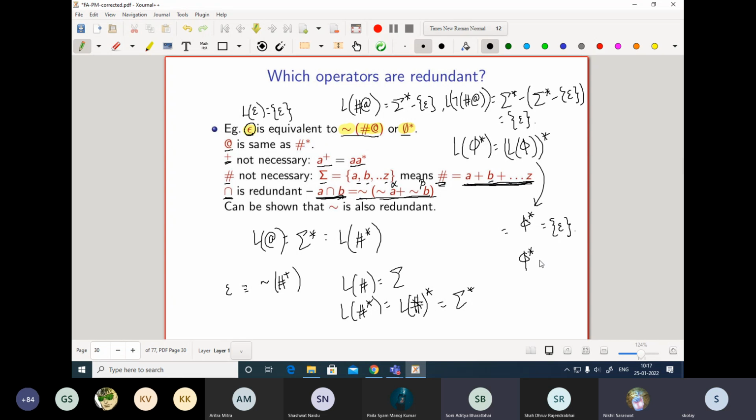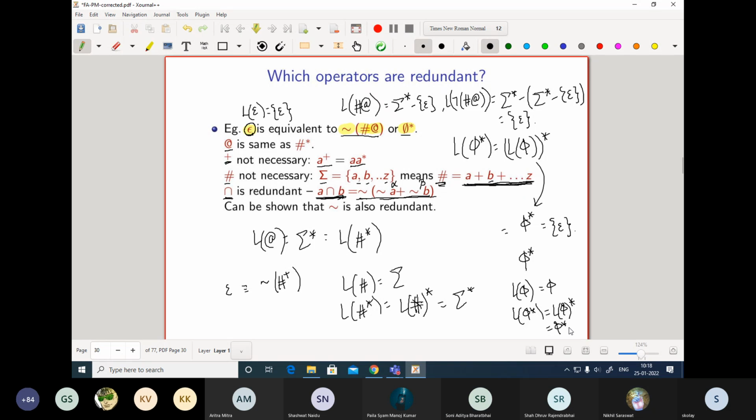We learned this in the first lecture, right? L of phi is the empty set, right? L of phi star, by definition, is L of phi whole star. So phi star, what is this?